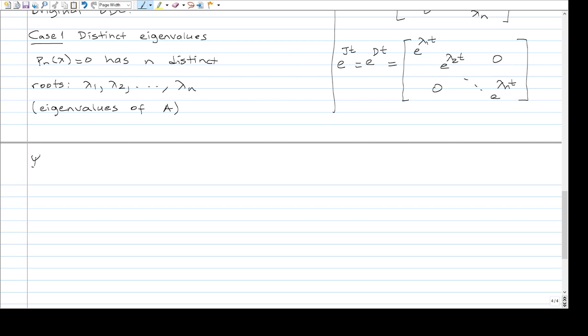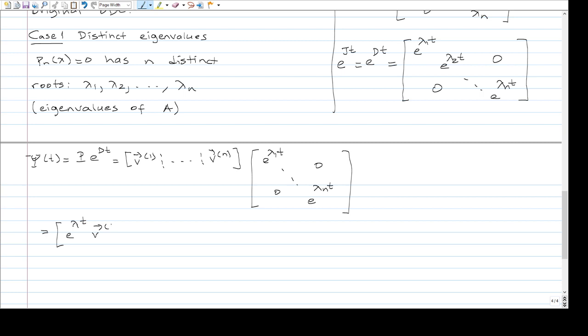A fundamental matrix, then, is the matrix P times the matrix exponential. So the eigenvectors times the diagonal matrix with e to the lambda 1 t, up to e to the lambda n t. So when you multiply this out, the columns are e to the lambda 1 t times v1, and the last one, e to the lambda n t times vn.